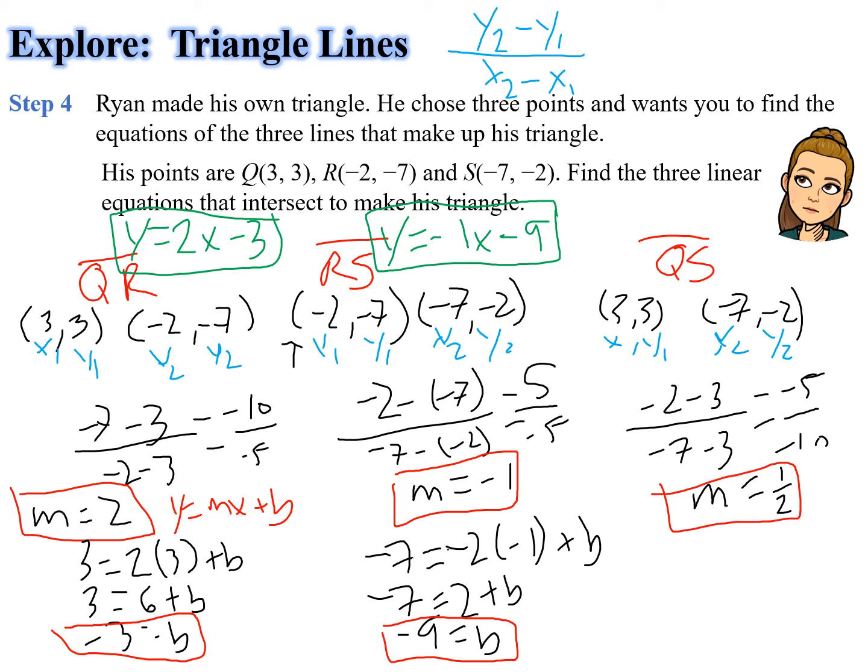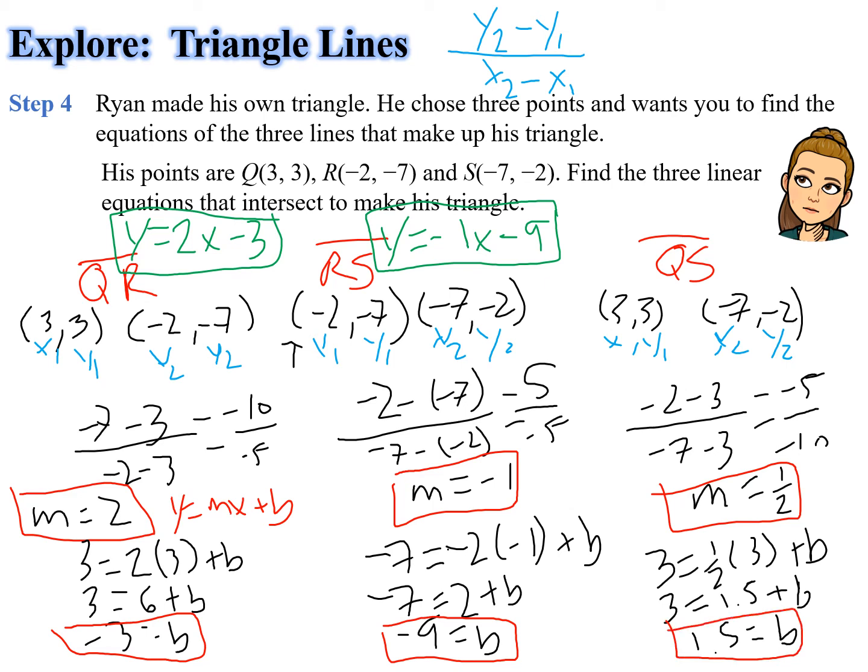Last thing I need to do is find my b value. I'm going to go back and plug into my original y equals mx plus b. And again, this time I'm going to use Q because it has positive values. So I get 3 equals 1/2 times 3 plus my unknown piece. Well, that turns into 3 is the same as 1.5 plus b. Take away 1.5 from both sides, and I find out that b is 1.5. I've got my two pieces. I can write my line. Y equals 1/2 x plus 1.5.